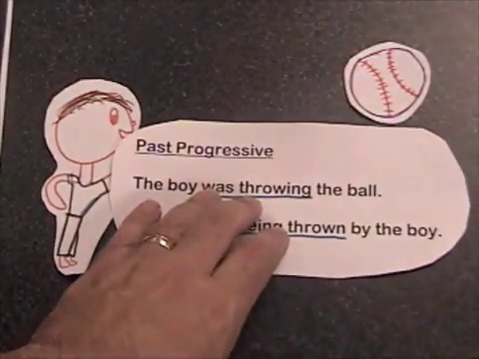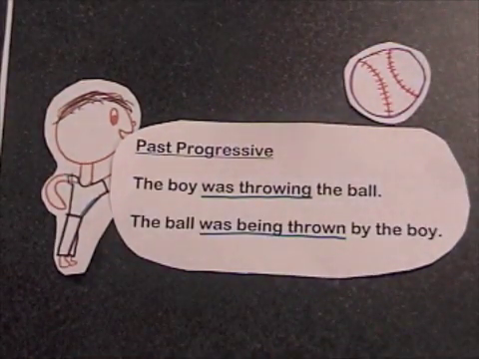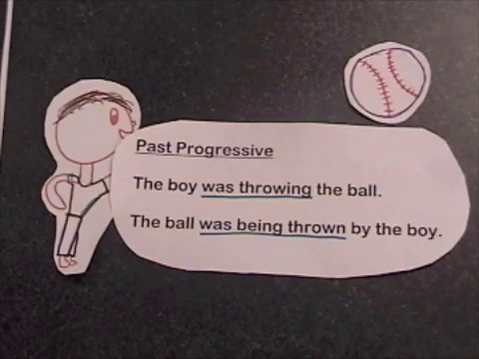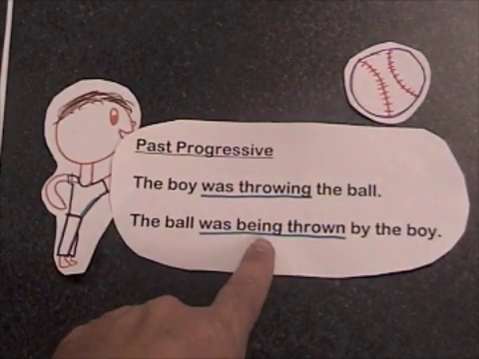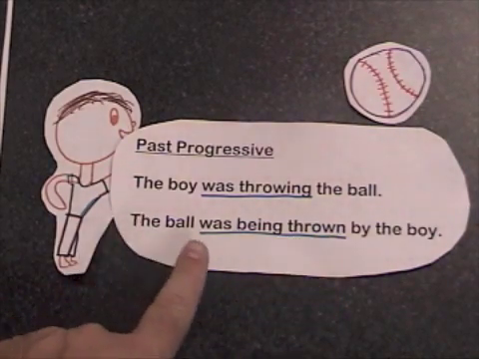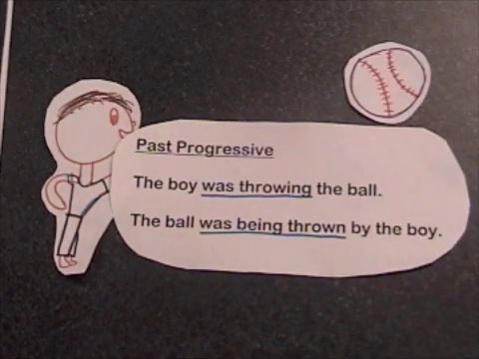What about past progressive? The boy was throwing the ball. Was throwing is in the past progressive. So we have to change our be verb into the past progressive, which is "was being." We add in our past participle. The ball was being thrown by the boy.